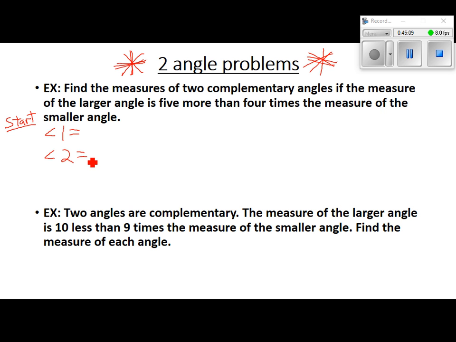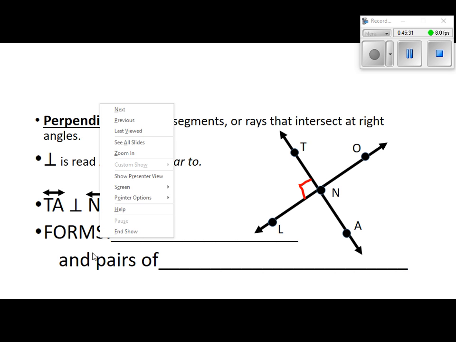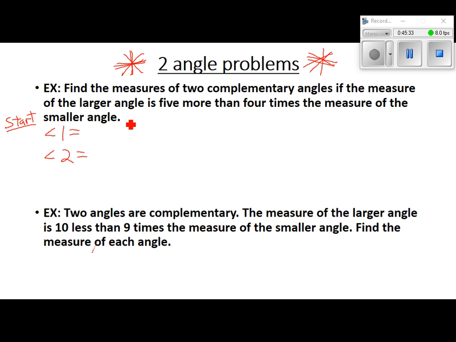What did they tell us about angle 1? Angle 2 is five more than four times angle 1. Now, do we know which one is angle 1 and angle 2? For angle 1, did they tell us anything about it? No. In algebra, what did you do if you didn't know something? X. So make it x. That's what I would do. The very first thing, I would make angle 1 just x.